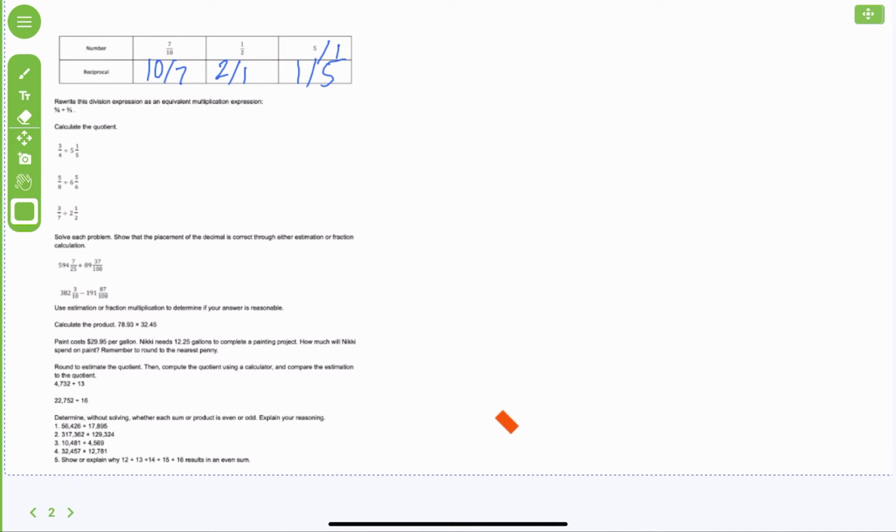All right. This one says, calculate the product. Use estimation or fraction multiplication to determine if your answer is reasonable. So, calculate the product. How many decimal places will there be in our answer? 4. That's the main thing on this problem, is checking to see if you know how many decimal places there will be in your answer. Does everybody see why there will be 4?